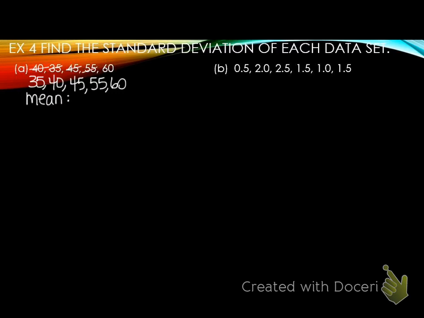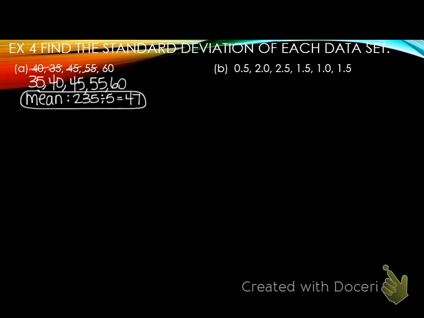So let's find the mean of these numbers. We're going to add them up: 35 plus 40 plus 45 plus 55 plus 60. What is that going to equal? 235. We're going to divide that by 5, which equals 47. Now we're going to circle it. We're not going to box it because this isn't one of our answers. This is just part of our steps.